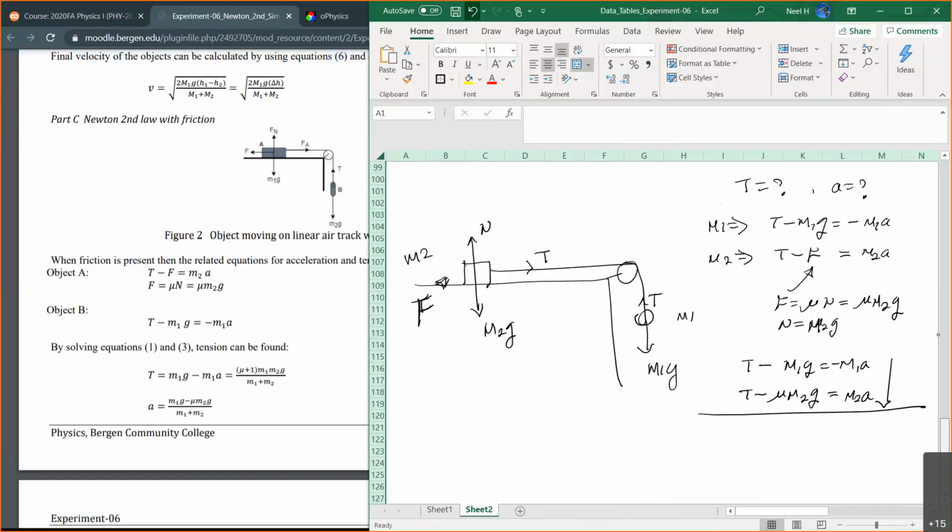Subtract these two equations, one from the other, then you can get rid of T, right? Then you will get minus m1 g plus mu m2 g is equal to negative (m1 plus m2) times a. Then I can find the equation for a, right? The negative sign should multiply this side, so a is going to be (m1 minus mu m2) multiplied by gravity, divided by m1 plus m2.